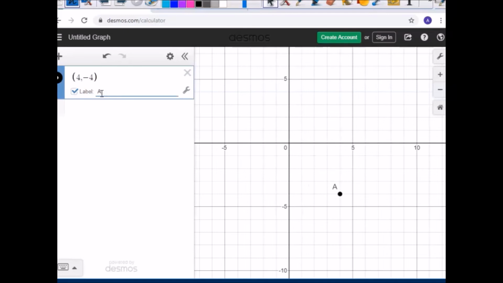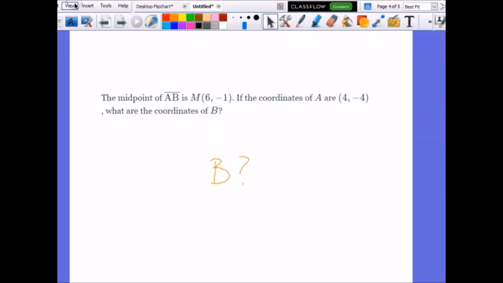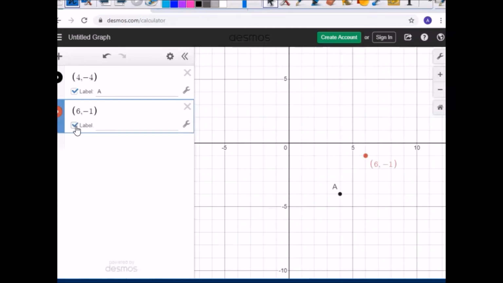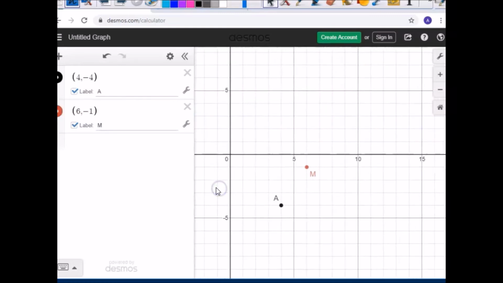There's A. And then what was that other point? 6, -1. And so we're just going to go 6, comma, -1. Bam. I'm going to label that. I'm going to do Shift M. So there's my midpoint. So what I'm missing is my B. So I'm just going to use my trusty pencil or counting, and here we go.